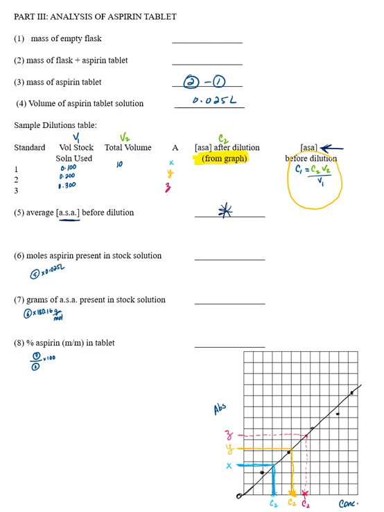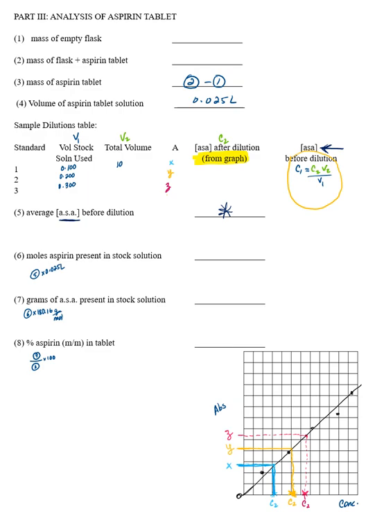To find the moles of aspirin in your stock solution, you need to do the number that you have in number 5, which is the average, times the total volume of your aspirin tablet solution, which was 0.025 liters. To find out the grams, again, if you have the moles, you can find grams by multiplying by the molar mass. The molar mass of acetylsalicylic acid is 180.16, so that molar mass times the number of moles that you calculated in number 6 is going to give you the grams of acetylsalicylic acid.